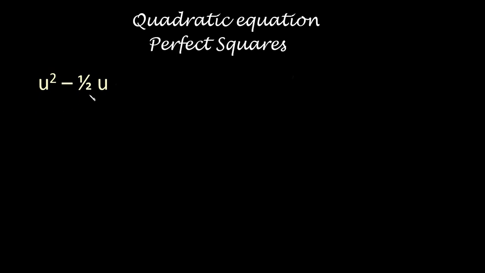Now, let's take a look at another question. When we take a look at this, u squared minus 1 over 2u, what we want to do is simple. We want to make this a perfect square. And the question is, what do we add to this to make it a perfect square? Like I said the other time, what we are doing is that we are multiplying this by half. So this is more like 1 over 2 times 1 over 2. So this will give us 1 over 4, then everything squared.